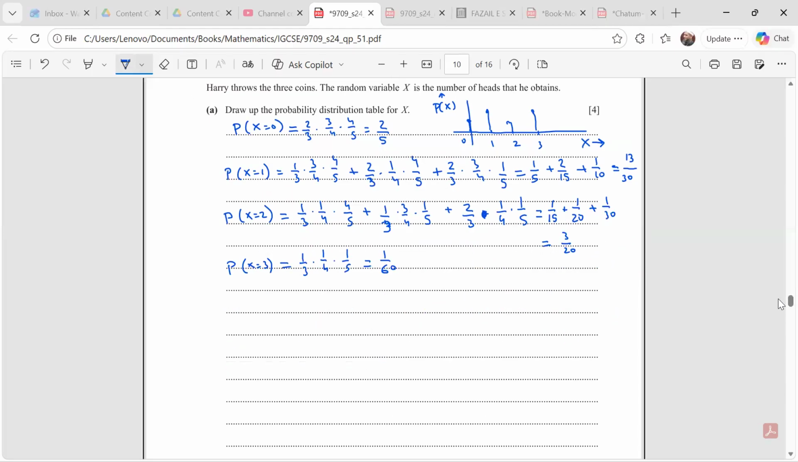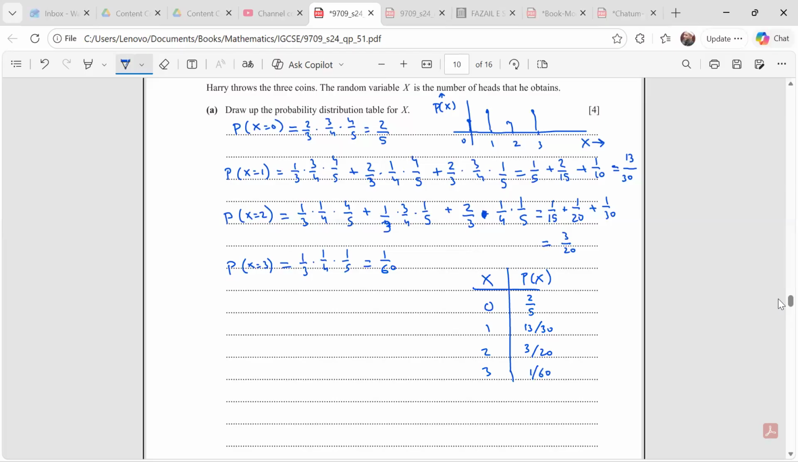If I make a table, x and the probability of x. So x is 0, 1, 2, or 3. So the probability of 0 is 2 by 5. 1 shows is 13 by 30. 2 is 3 by 20. And all three coins show head is 1 by 60.